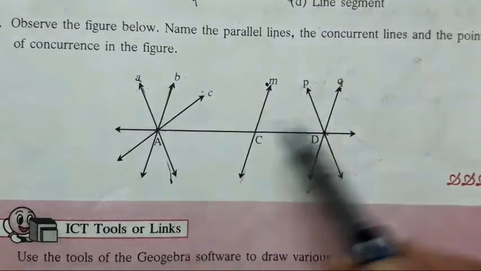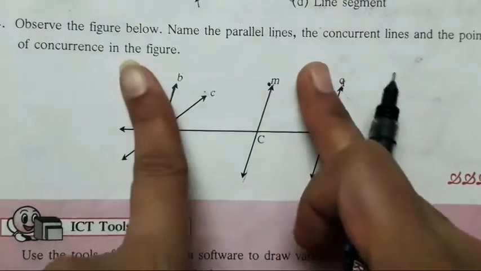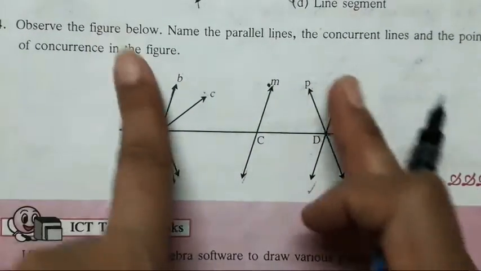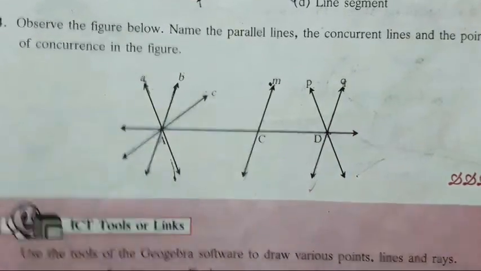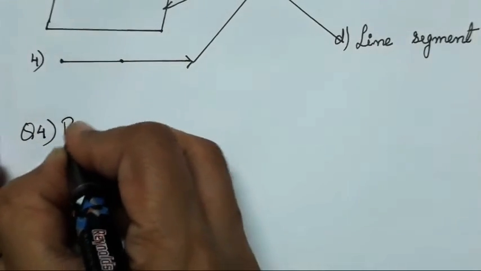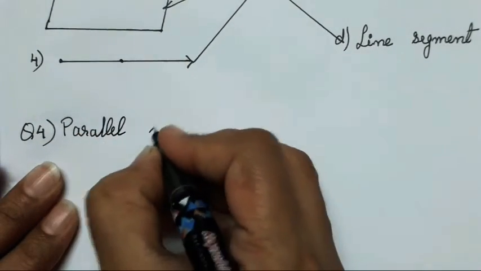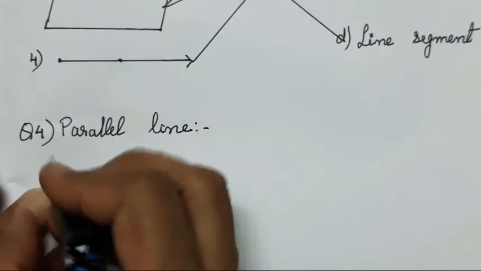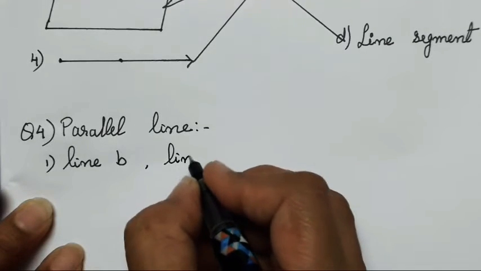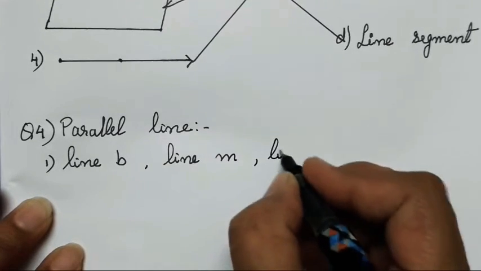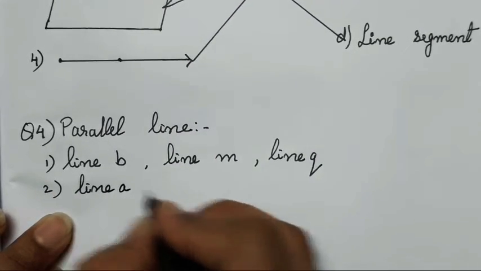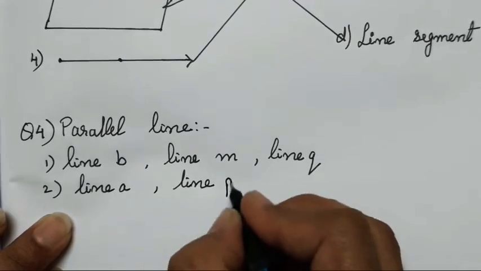Then line A and line P are parallel. These two lines are parallel. 1, 2, 3 first set and the other two are in this way. So let's write it. How are you going to write it? So question number 4. Directly I am writing and explaining to you all from the figure. So parallel lines as I have shown you. Line B. This is first set. Line M. These are all together. Okay, line Q. Then the second one was line A and line P.